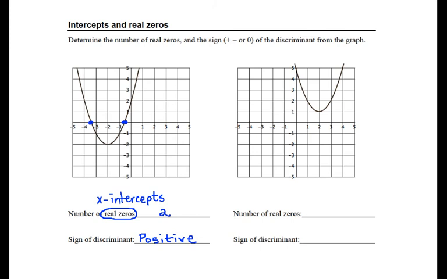In the second case, the x-axis is down here. On these images, it's not coming through very clearly, and the graph doesn't cross it at all, so we see that we have no real zeros. If we have no real zeros, then it must be a negative discriminant.